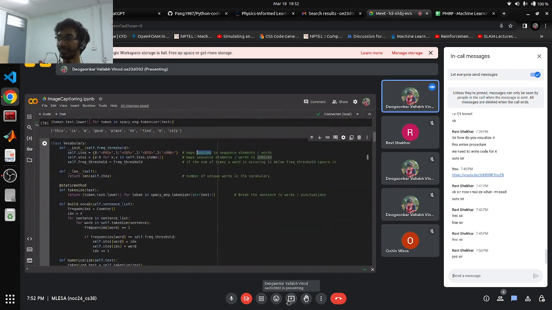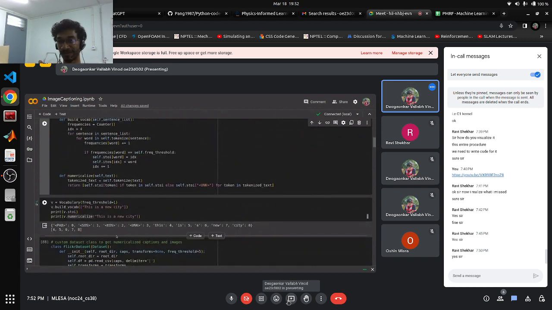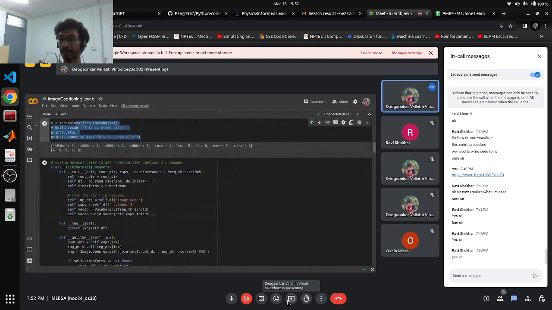and I've mapped words to indices, as I said. Because I need to tell my neural network model or the machine learning algorithm, I can't feed it words, so I need to feed it numbers. So the mapping of the words and the numbers is happening like this. This particular word, this, is being mapped to number 4. Is as a word is mapped to number 5. A is mapped to 6. New to 7, and so on. Okay.